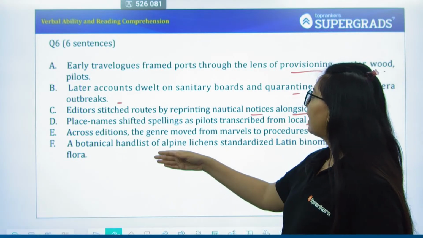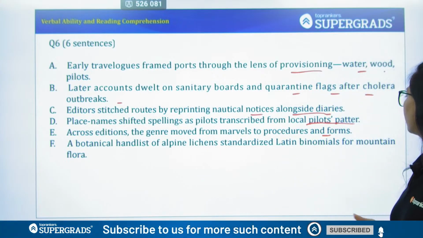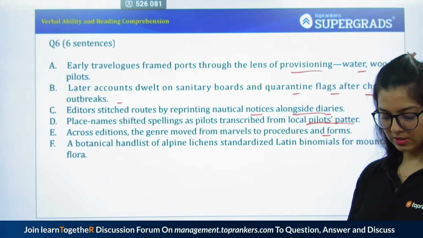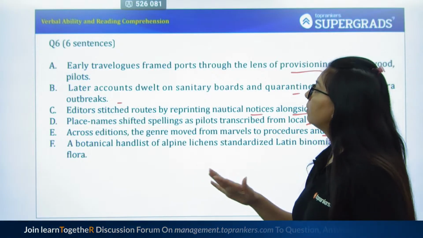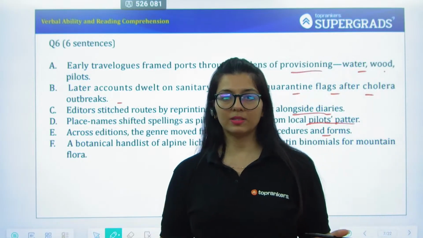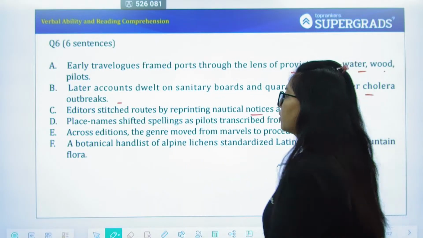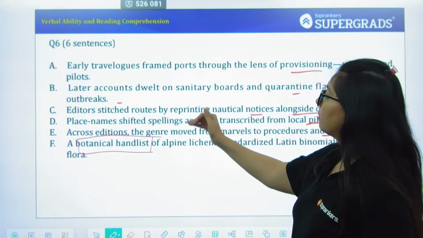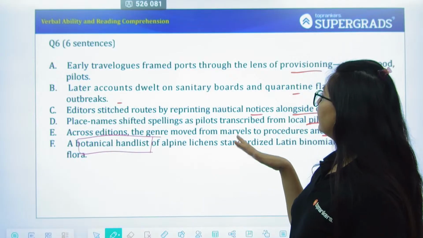A botanical hand list of alpine lichens standardized Latin binomials for mountain flora. So we understand that all of the statements that we have over here seem to be talking about how the travelogues were essentially framed and how the names were given. Except for this, of course, why are we talking about a botanical hand list altogether? This is not about the botanical, it was about the names, the places, the way the ideas were given out.